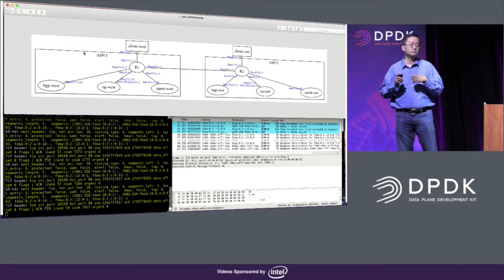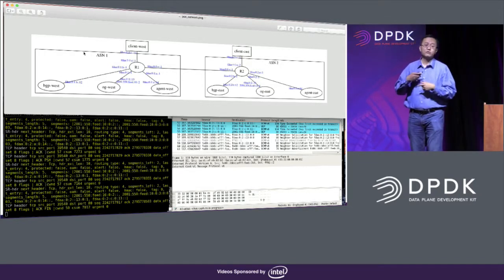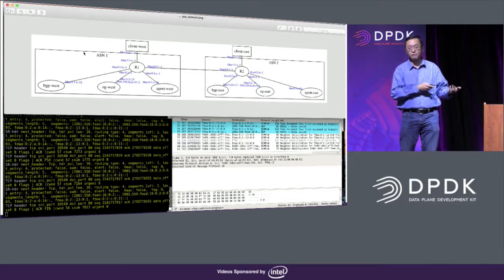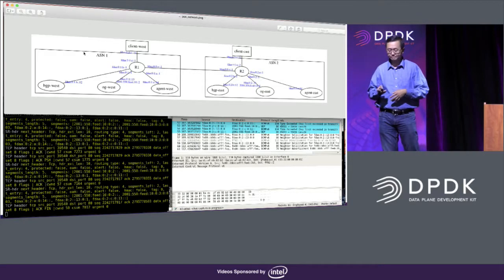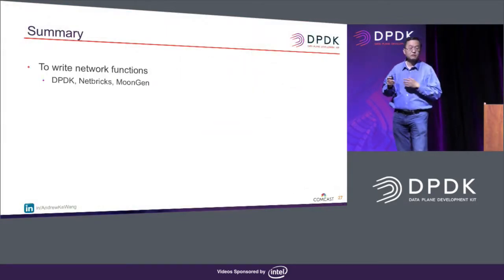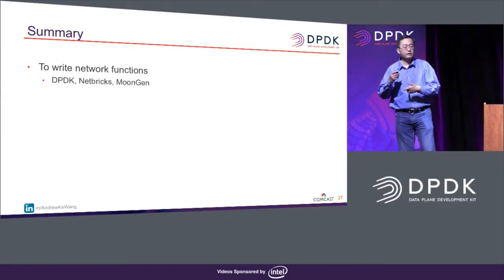So that's why we felt that this enabled us to create a prototype much faster than if we had stuck with the VM model or the lab model. To summarize, we started writing network functions, and we selected this set of tools: DPDK, NetBricks, MoonGen.